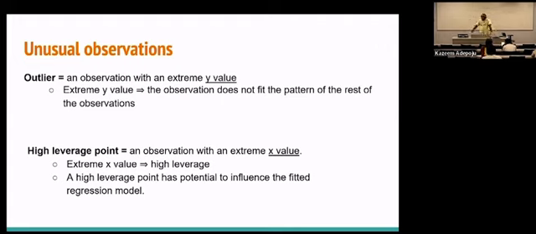And I showed you the other time in the graph. Let me tell you this: a high leverage point has the potential to influence the fitted regression model. Oh my God, in the past, researchers have obtained fitted regression models that mislead. Why? Because maybe the researcher failed to investigate unusual observations. If there is an unusual observation, either an outlier or high leverage, that could change the decision.